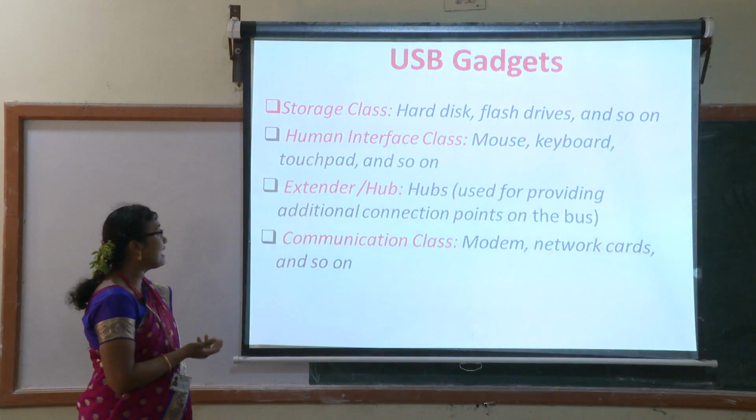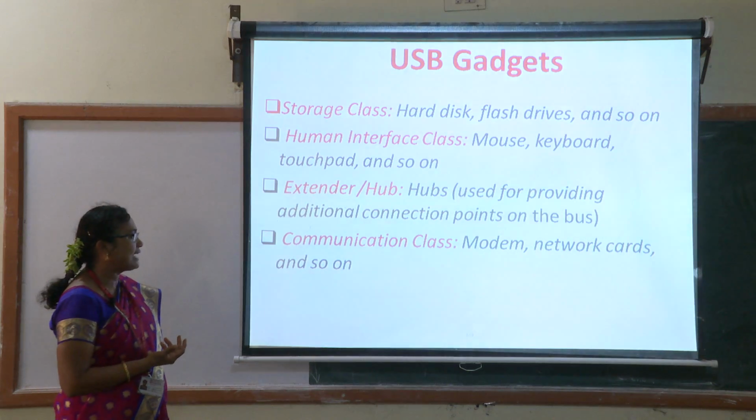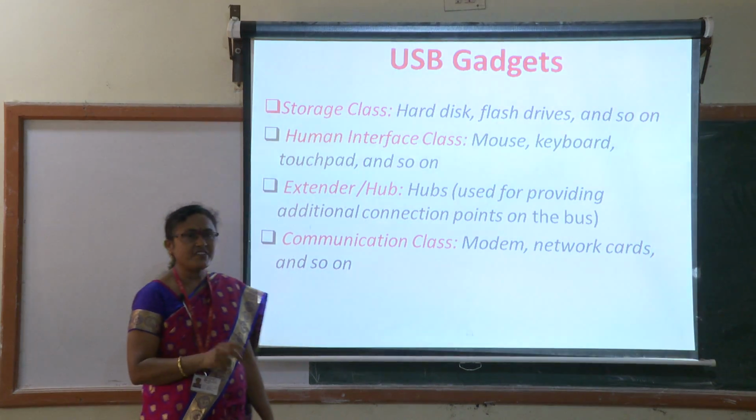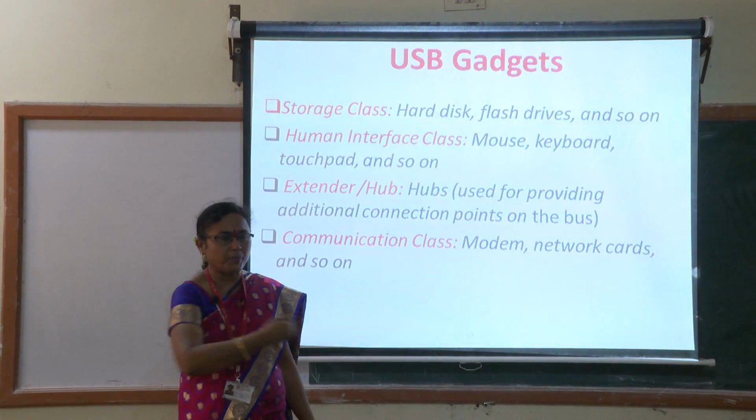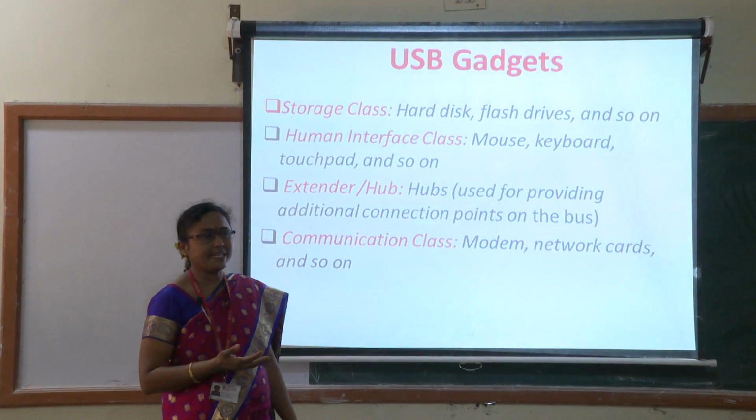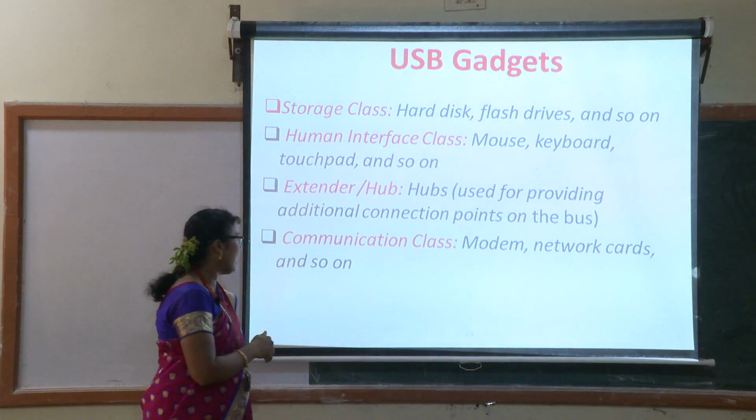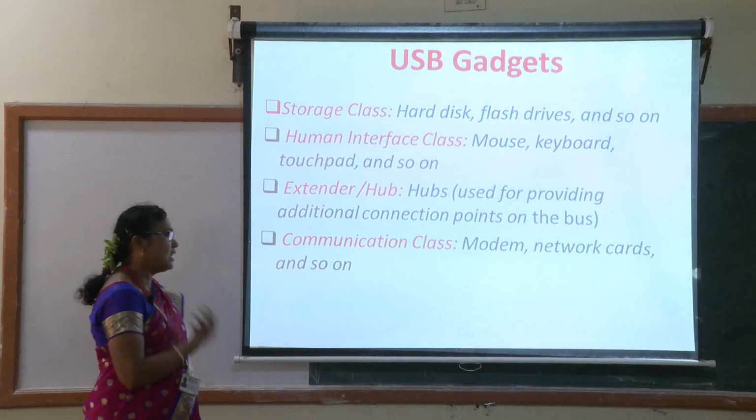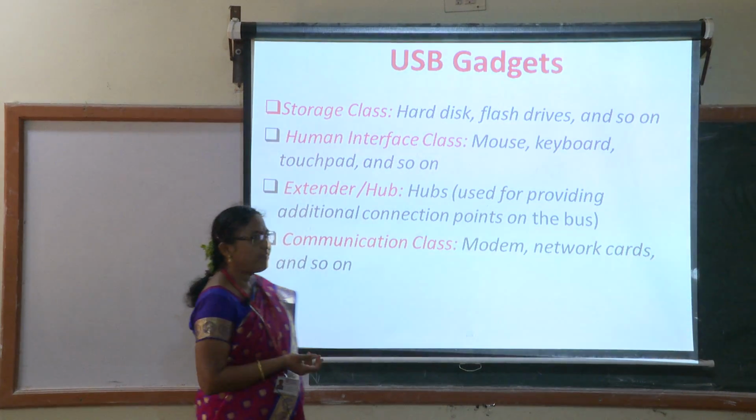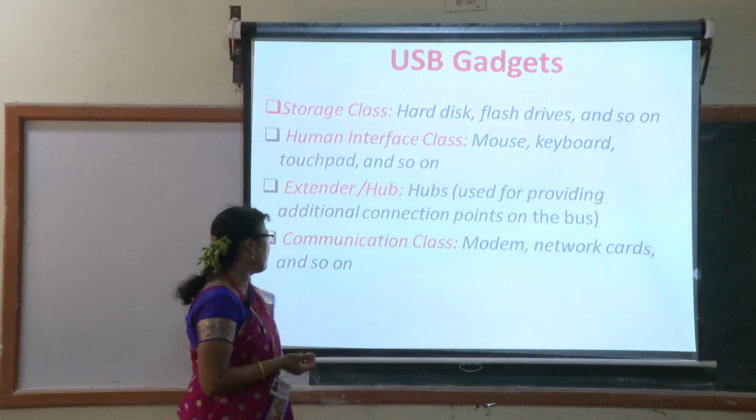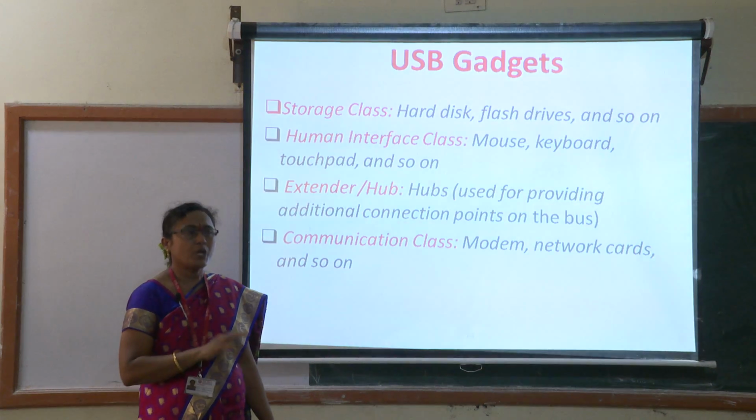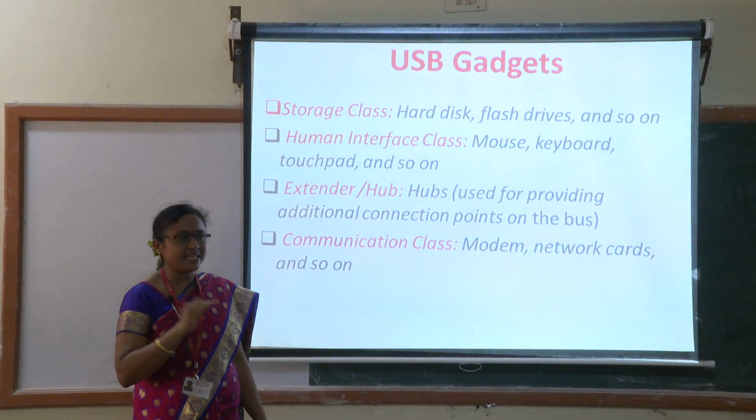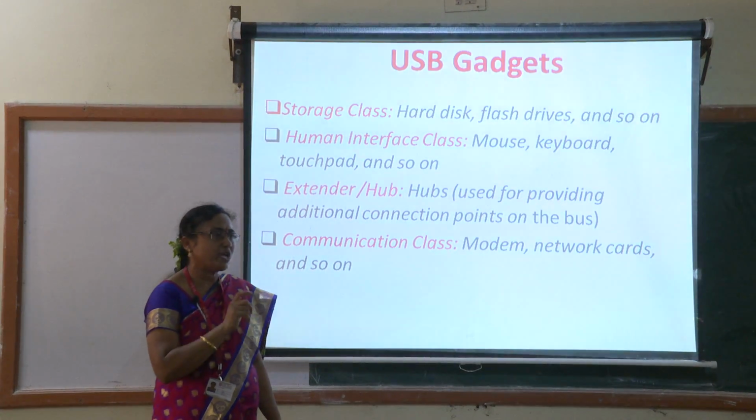The other one is the extended hub. What does extended hub mean? In addition to this one hub, if I want to connect a sub hub, as I showed you previously in the diagram, that is called a USB hub. And the last one is the communication class. What does communication class mean? If I want to connect my modem or my network card, that is also a USB. So the communication cable connection is also a USB.